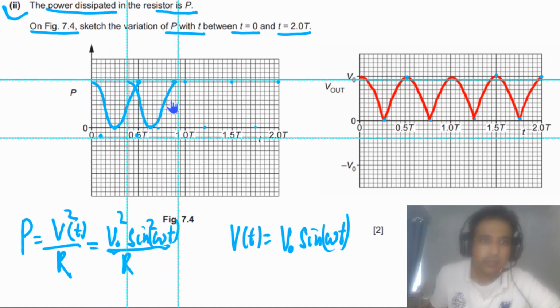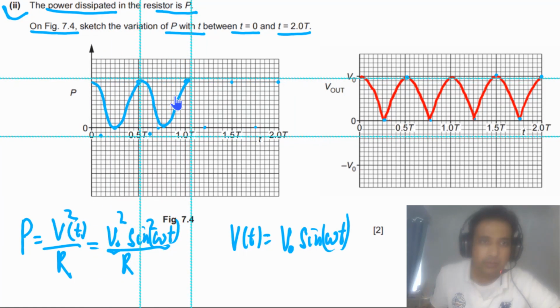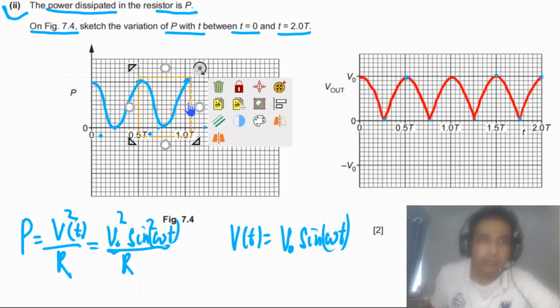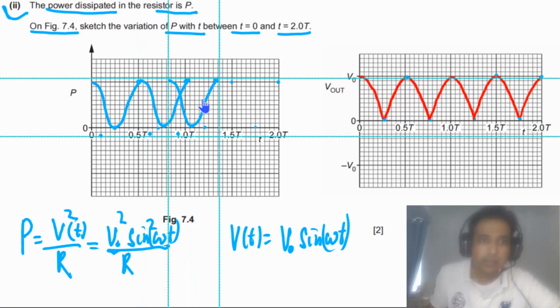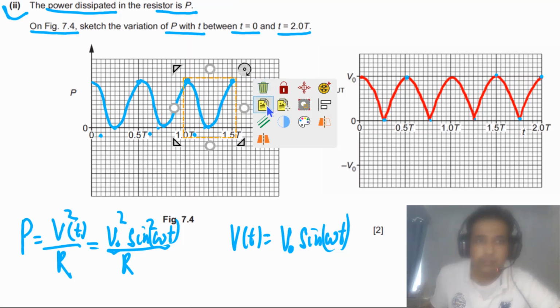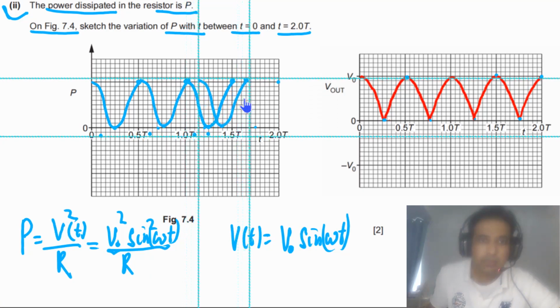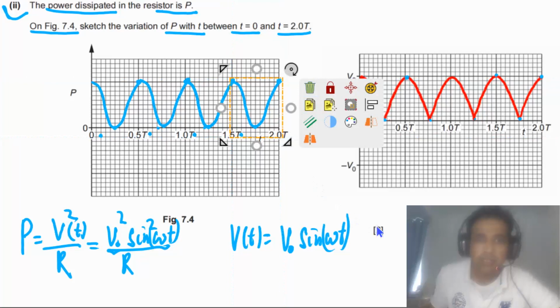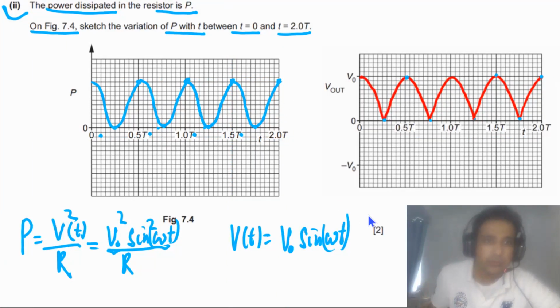So we can take this one, we can place here. So at this point we can again place this one here, so it will be here. We can repeat this pattern because this shape will be repeated again and again. So this one will be the shape of the graph. So we can clear these points. So this is how this graph will look like.